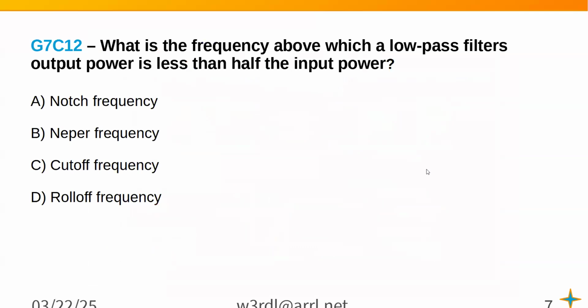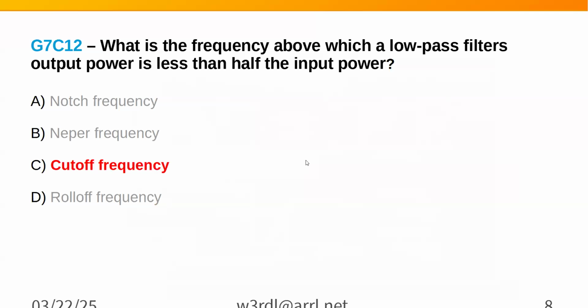So what's the frequency above which a low pass filter's output power is less than half the input power? Probably cutoff frequency.